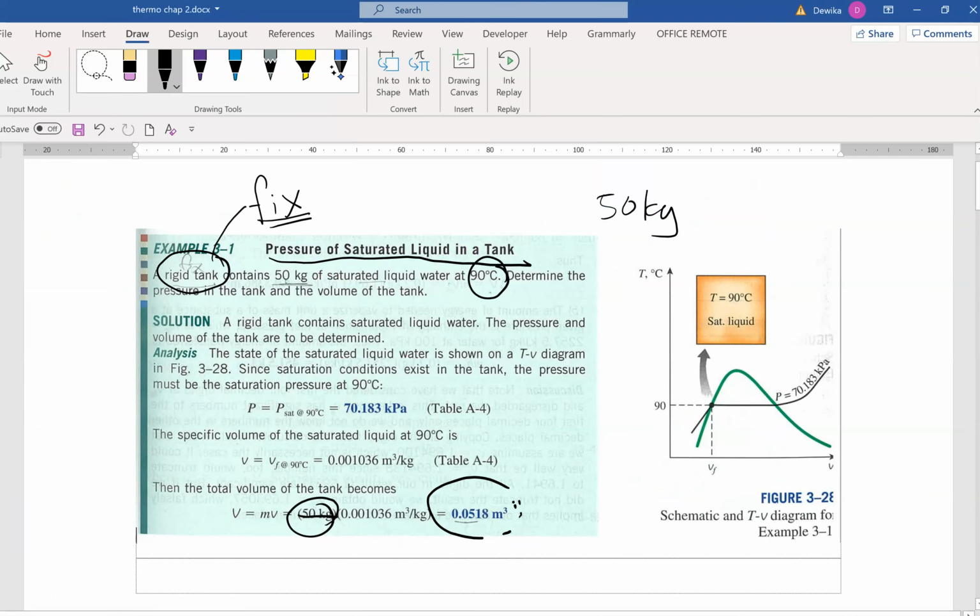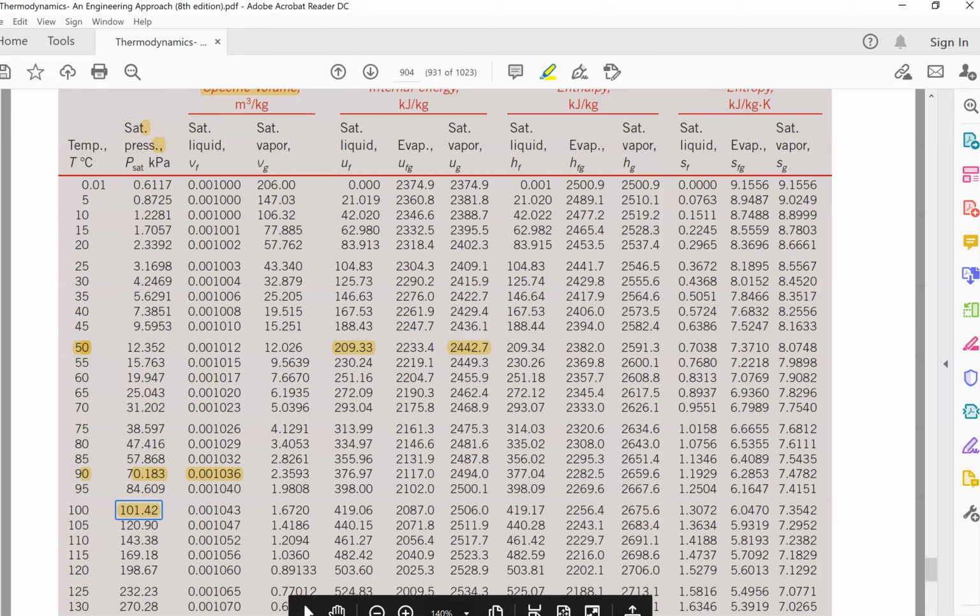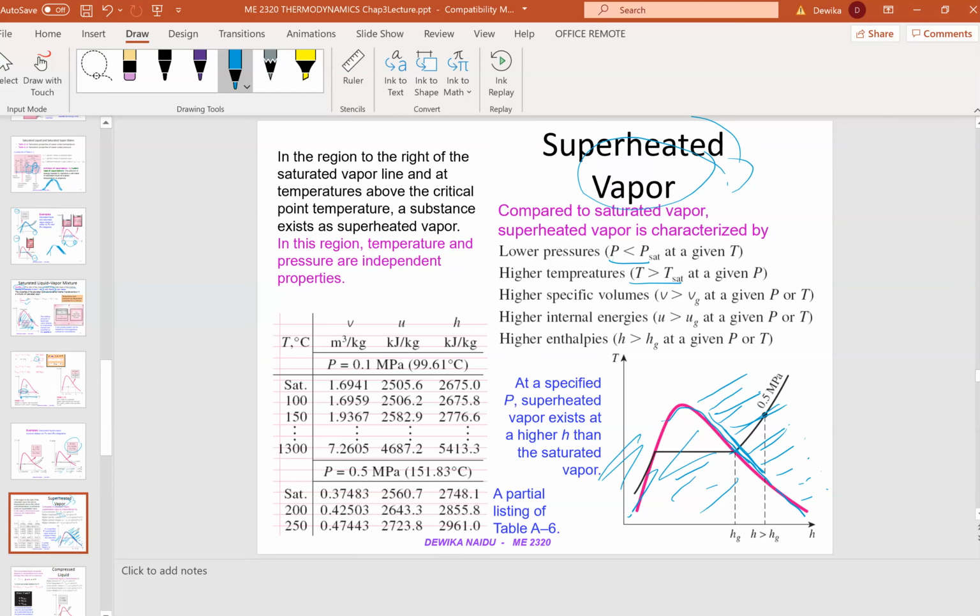Now let's go back to the lecture. These are the criteria that you need to memorize. Higher temperature than Tsat, it will be superheated vapor. Lower than Psat, it will be superheated vapor. And of course, any value that's greater than the g values, because the g values are the border, this line. If it's greater than the g value, then of course it is superheated. That's how it goes.